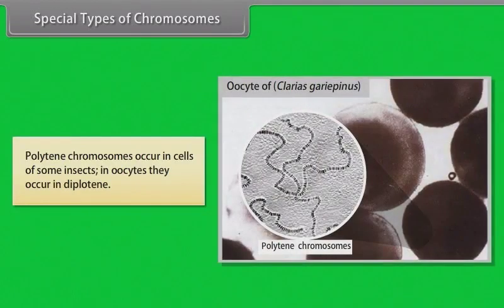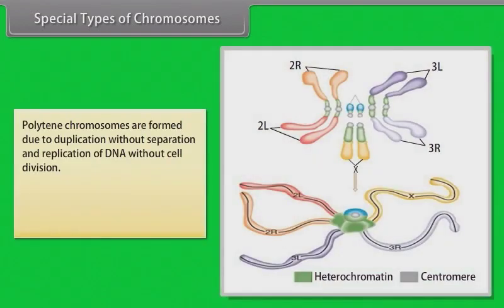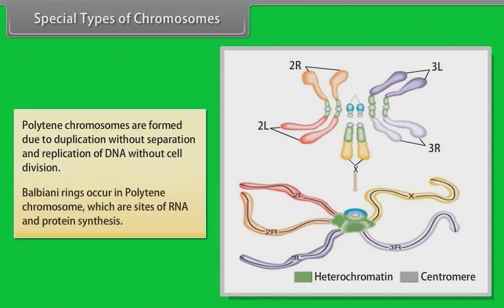Polytene chromosomes occur in cells of some insects. In oocytes, they occur in diplotene. Polytene chromosomes are formed due to duplication without separation and replication of DNA without cell division. Balbiani rings occur in polytene chromosomes, which are sites of RNA and protein synthesis.